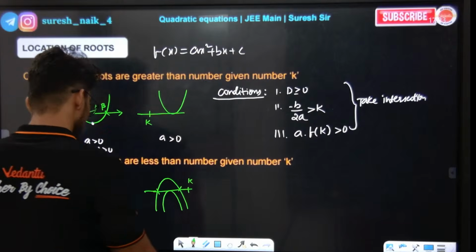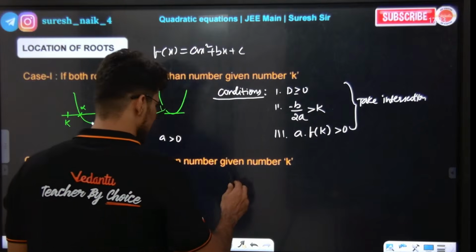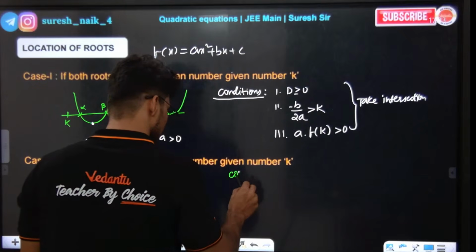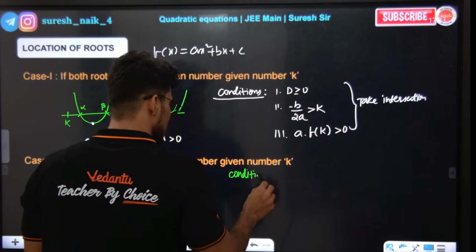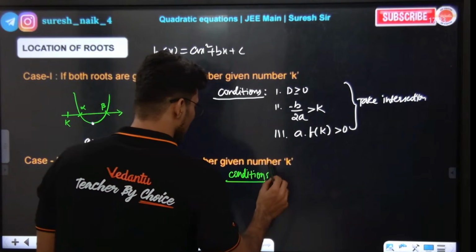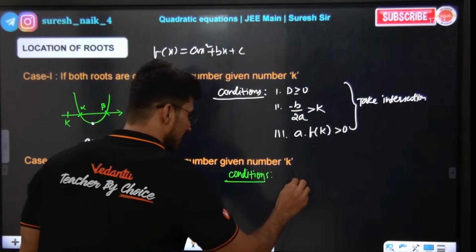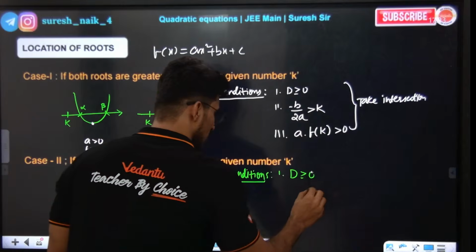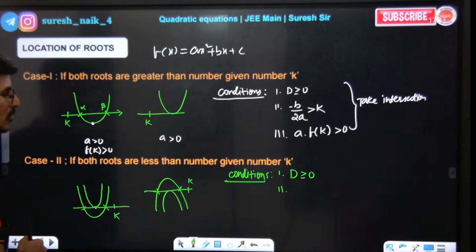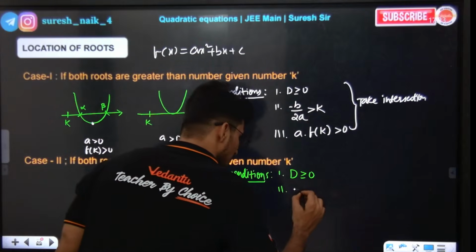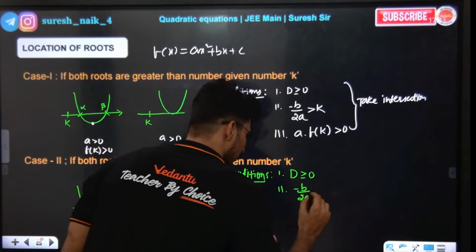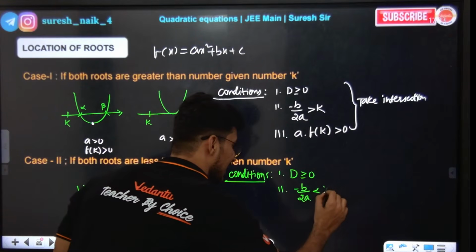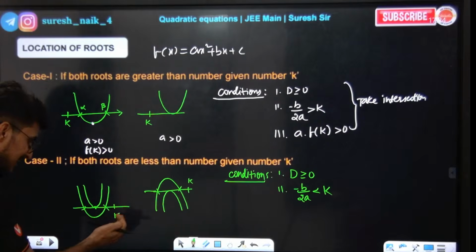Okay, so now tell me here. What are the conditions? First, the same condition: the discriminant is obviously greater than or equal to 0. Next, what is the x coordinate? Minus b by 2a. The x coordinate of the vertex is basically less than k.